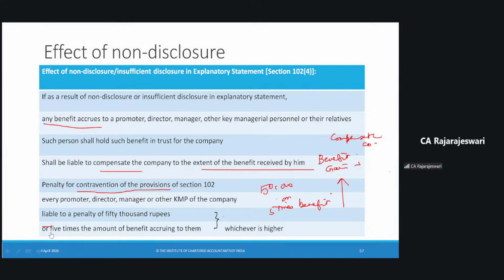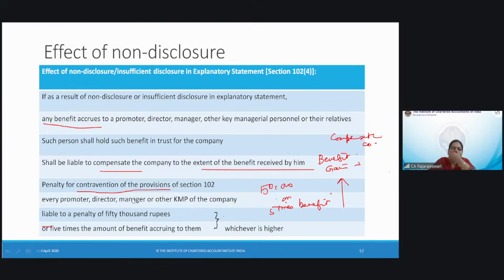Not visible. Oh, I am not visible. Okay.